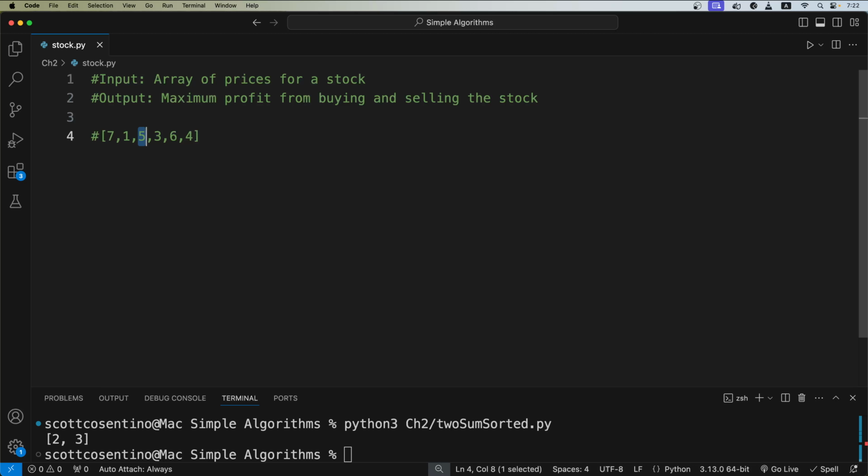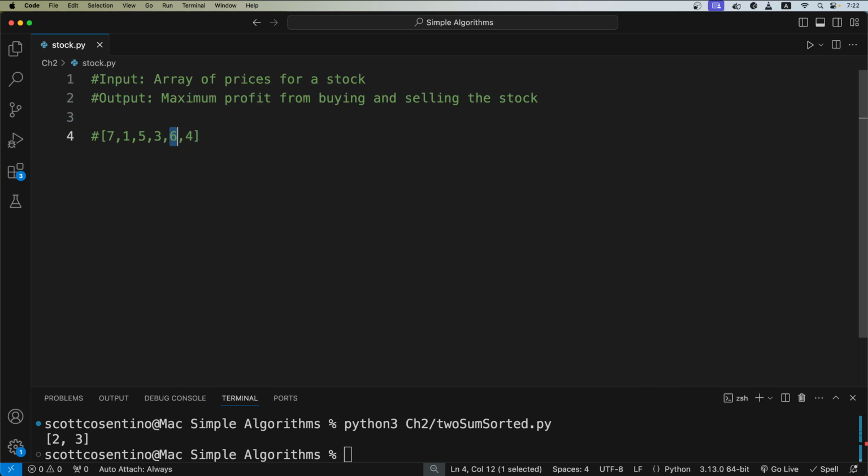And our goal is to try to maximize the profit, which basically means we want to find the price that we can buy at, and then the subsequent price that we can sell at, such that we have the highest possible profit. In this example, the highest possible profit would be 1 and 6. We would buy at 1 and sell at 6, which would give us a profit of 5. So my question to you is, how can we approach solving this problem?